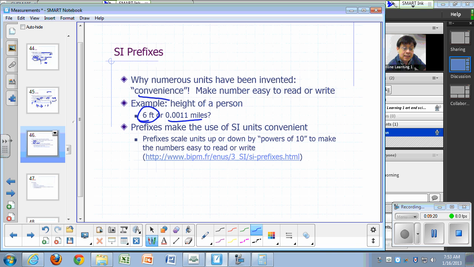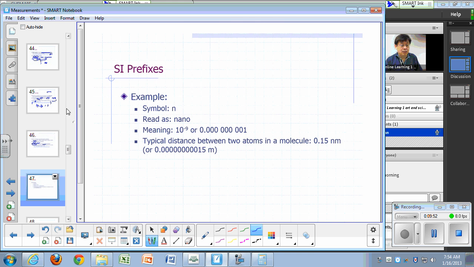The nice thing about the SI system of units is that with these base units, you can add what are known as prefixes in front of the unit to scale it down by powers of 10. So you can make a unit 10 times larger, or 100 times larger, or 1,000 times larger, or 10 times smaller, or 100 times smaller by simply putting a prefix in front of that unit. That allows you to write your measurements in terms of numbers that are easy to read or write. So let's illustrate that.